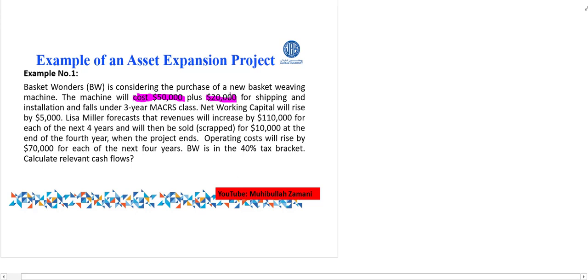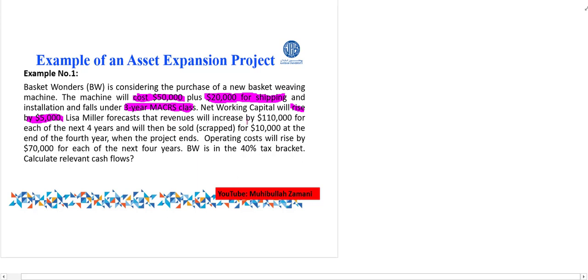How much is capital expenditure that we have? For example, in this case, we had the shipping, right? So the cost was 20,000. Our asset comes under which class of MACRS? This is also given for us. So 3 years MACRS class is given. Working capital also changes. Does working capital increase or decrease? Usually working capital increases. So working capital increased, but by how much? By 5,000.